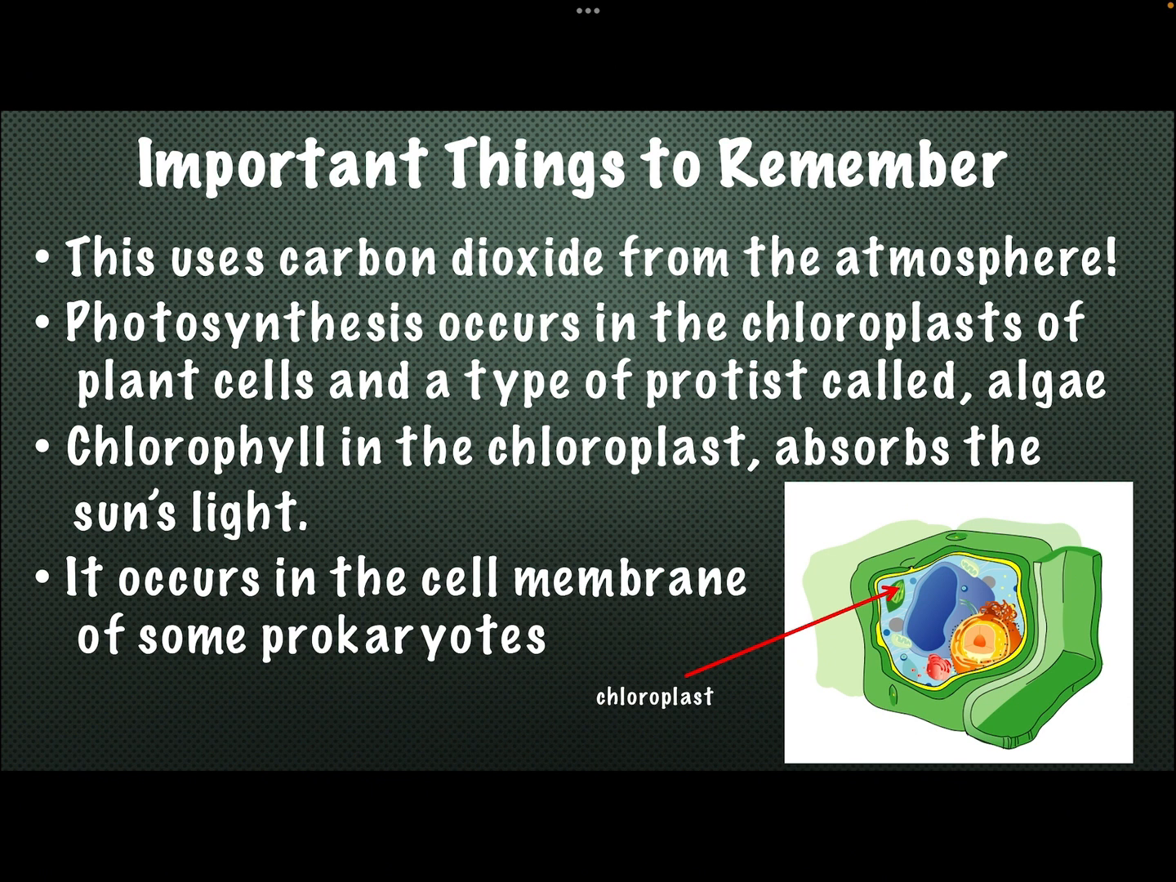Photosynthesis occurs in the chloroplast of our plant cells, and it will also occur in a type of protist called algae. And it does occur in some of our prokaryotes, and in those prokaryotes, it will occur in the cell membrane.